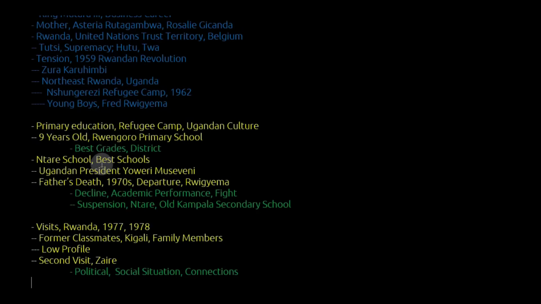If you look at, say, primary education, you recall that that's where he started his primary education, near the refugee camp. There was a school. That's when they started integrating into the Ugandan culture. When he was 9, he went to Rwengoro Primary School, got the best grades in the district, and at the age of 9 he went to Ndare, which is one of the best schools in the country. So these notes just bring back everything to your memory easily.